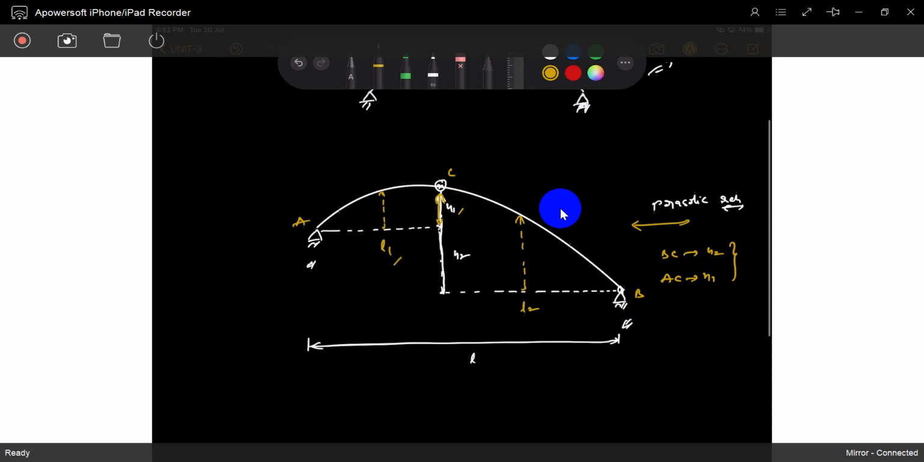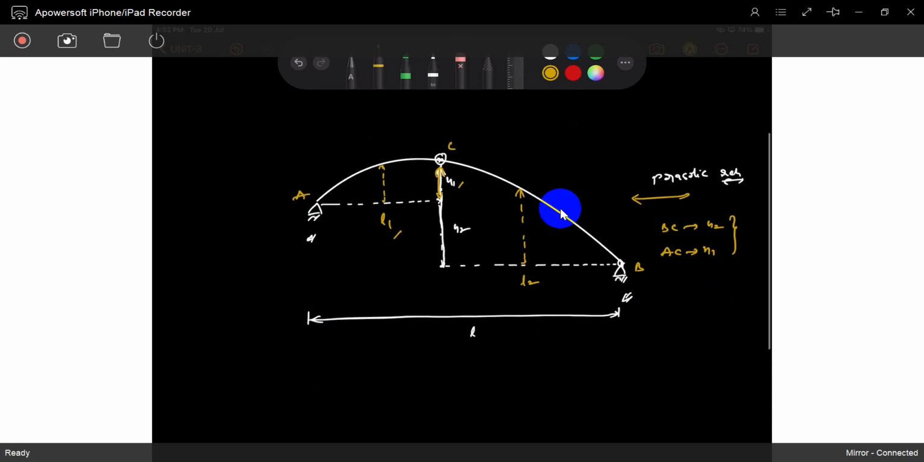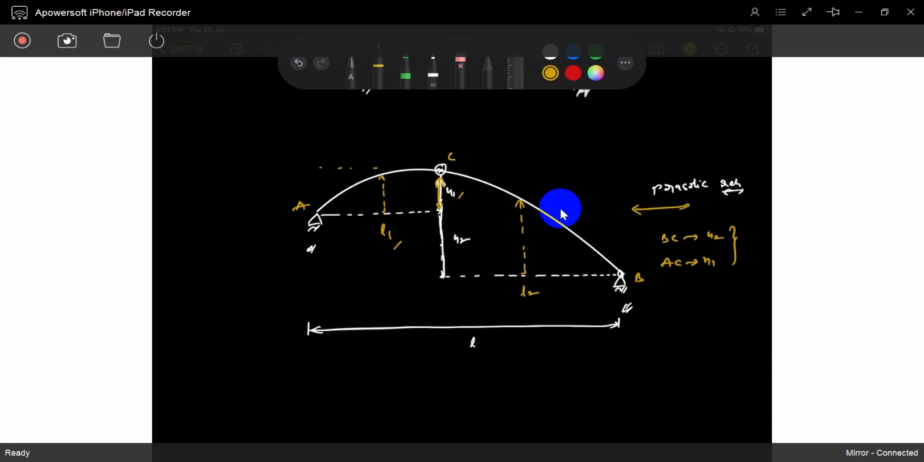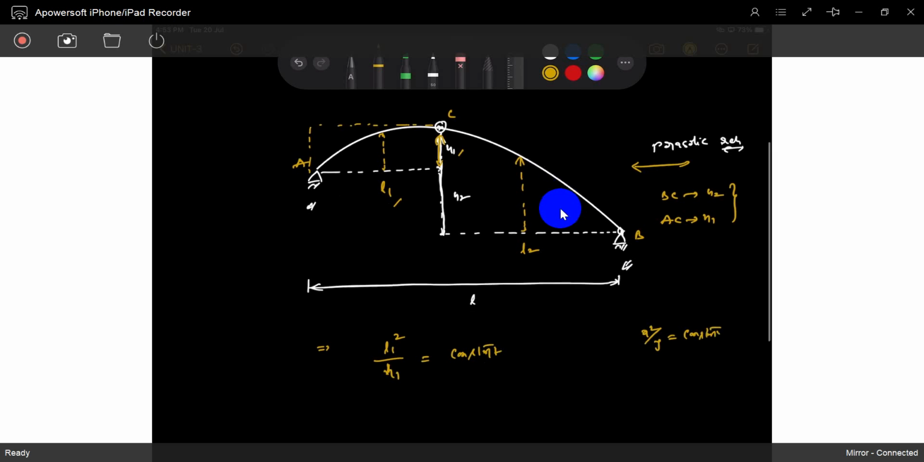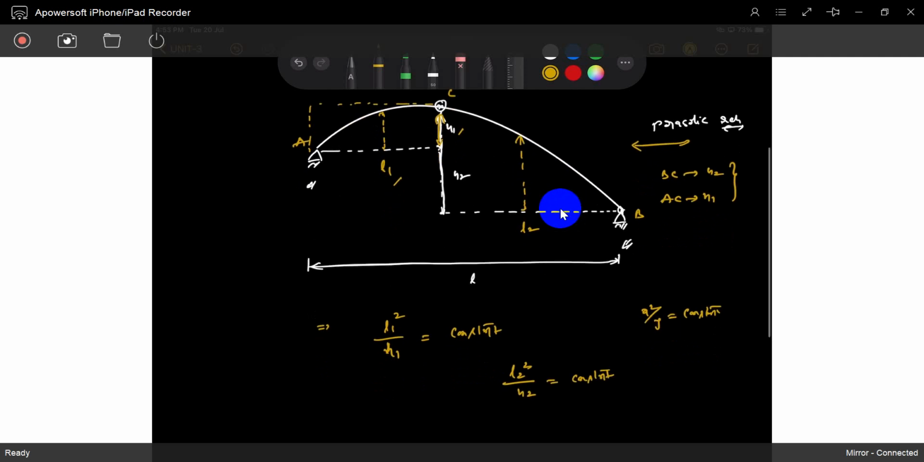So you can find out, see, very simple. You already know it: L1 square divided by H1 is a constant. X square by y is a constant, na? That is a parabolic property. And also if you see, L2 square by H2 is also constant. That is the same.